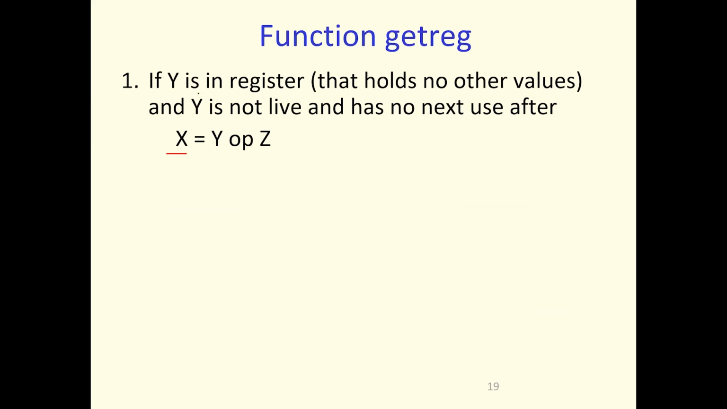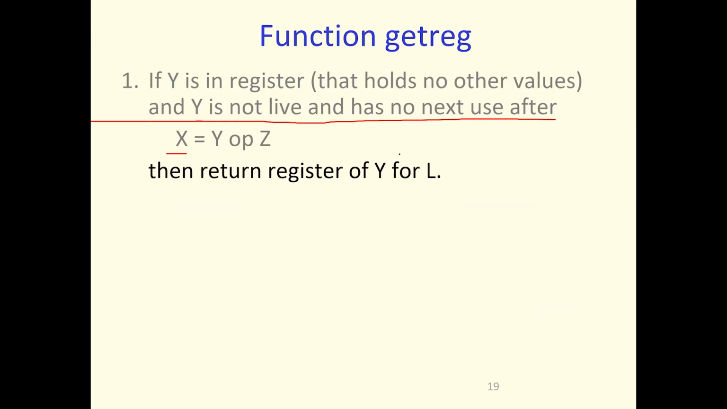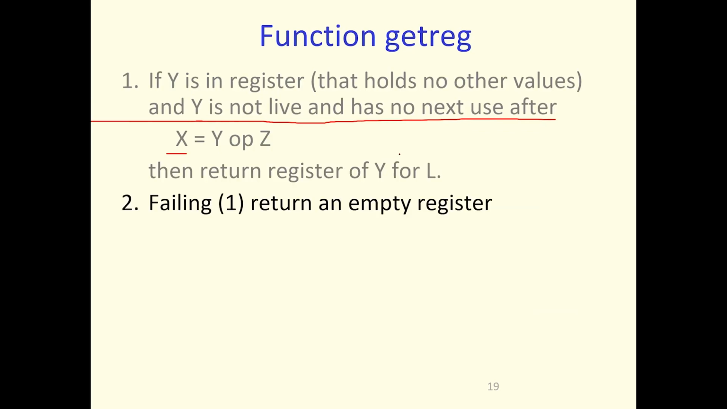So suppose Y is already in a register and Y is not going to be used. Then you know that this current use is the last use of Y, and this register can be considered free. So we will use that same register for X as well. That way you are saving on one move instruction. Suppose either Y is not in a register or Y has some more usage. Then you can pick up an empty register. Remember that you will have to issue a move instruction in this case.